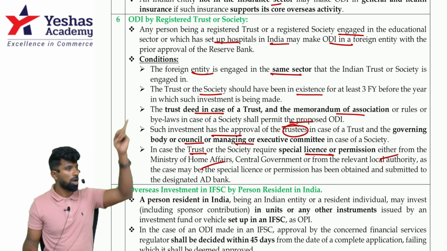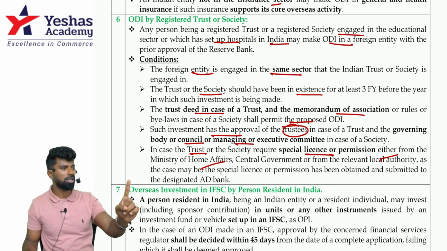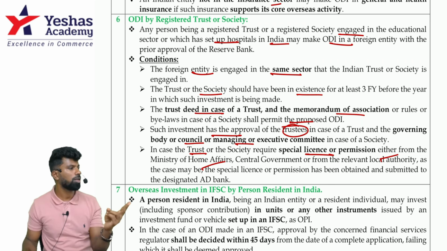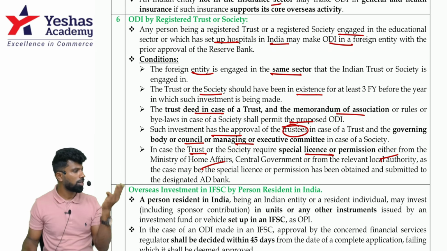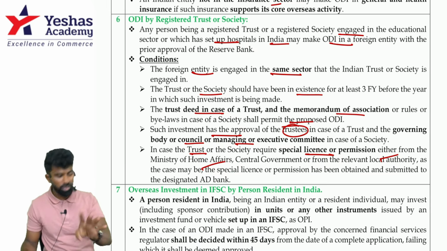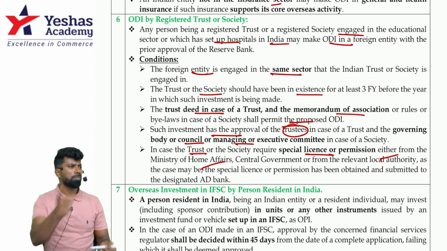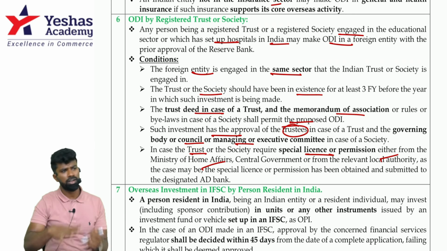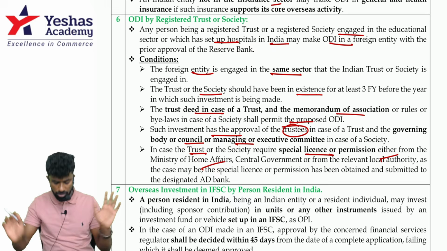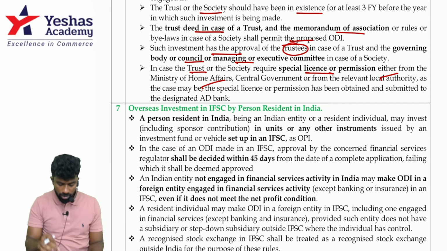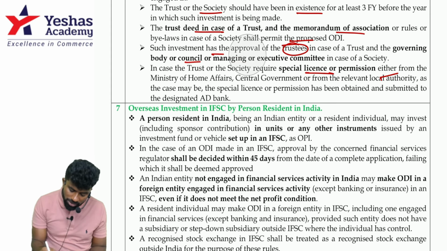Where? Outside India. What is the first condition? Same sector. Second one, existence of 3 years. Third one, their document should permit it. Fourth one, approval is required. And the fifth one is what? If approval of the concerned ministry is required, they are supposed to obtain the approval of the concerned ministry. Yes or no?